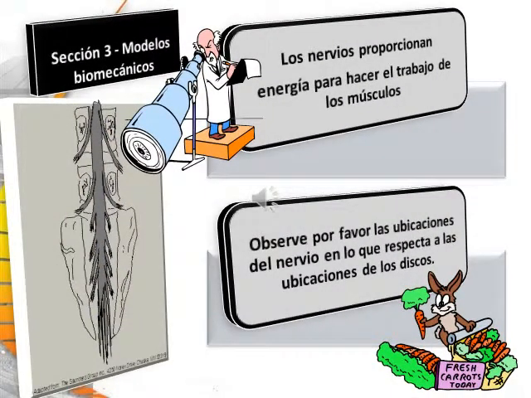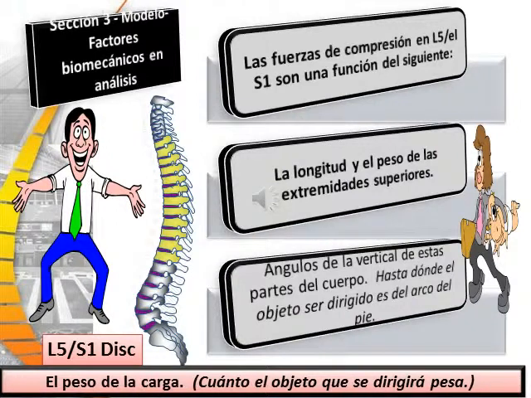The nerves provide energy to make the muscles work. Please note the nerve connections with regards to the location of the discs. The compressive forces on the L5-S1 disc are a function of the following: the length and weight of the upper extremities, the angles from the vertical of these body parts, how far the object is to be handled from the arch of the foot, the weight of the load, how much of the object is to be handled weighs.